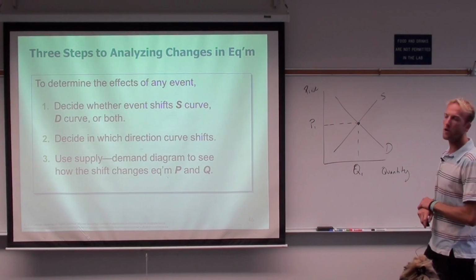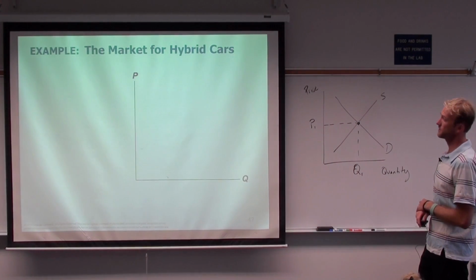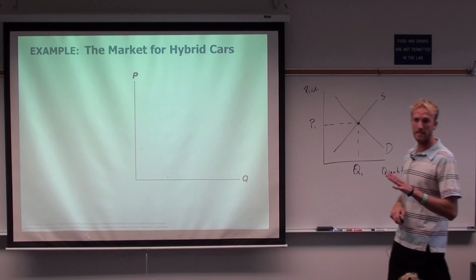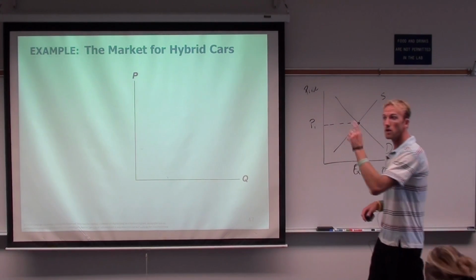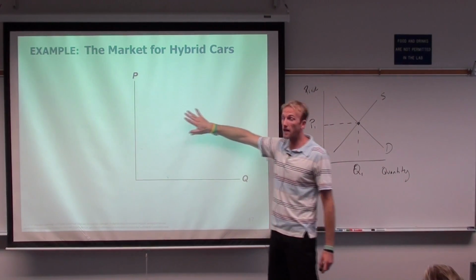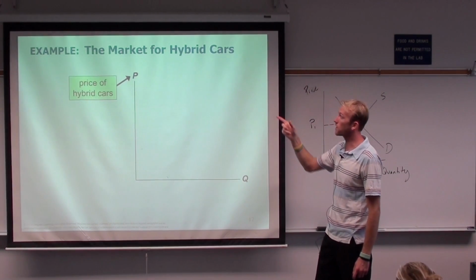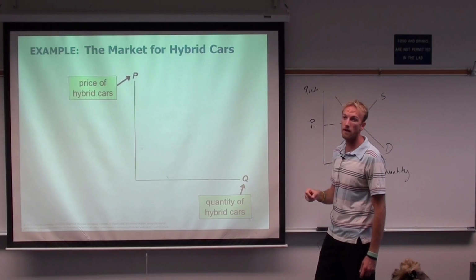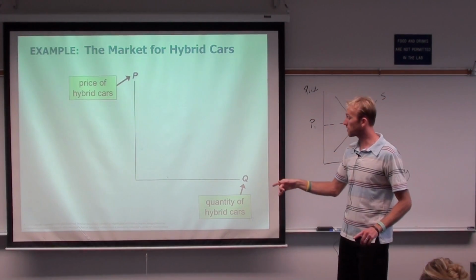So let's do a practice one together. Let's say we're in the market for hybrid cars. I'm going to put my axes up there. Remember, the first thing that you always do when you approach a graph, you don't look at what's in here. That's why I don't have anything in here yet. What do you look at? What's on the axes. So you can think about what's going on. Price of hybrid cars, quantity of hybrid cars. Boom. This tells you right away price and quantity of hybrid cars.